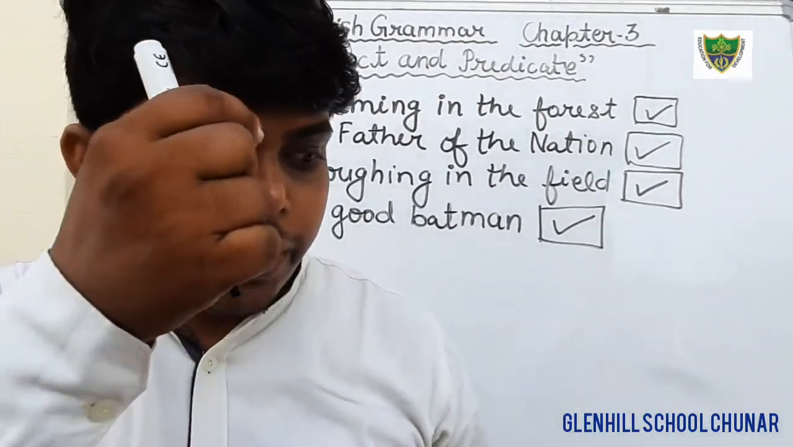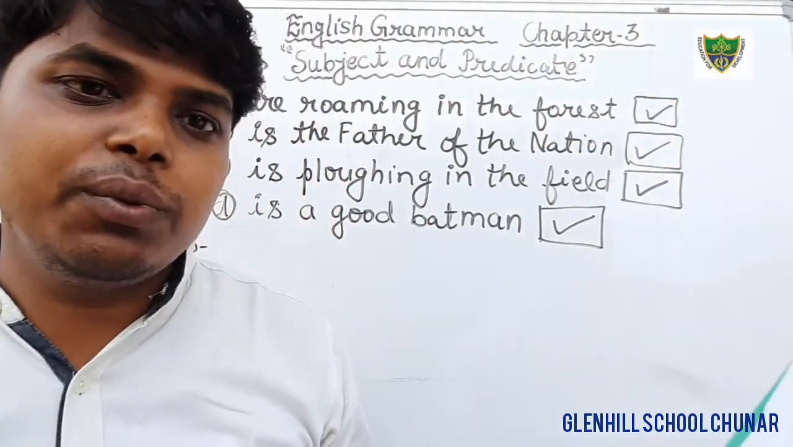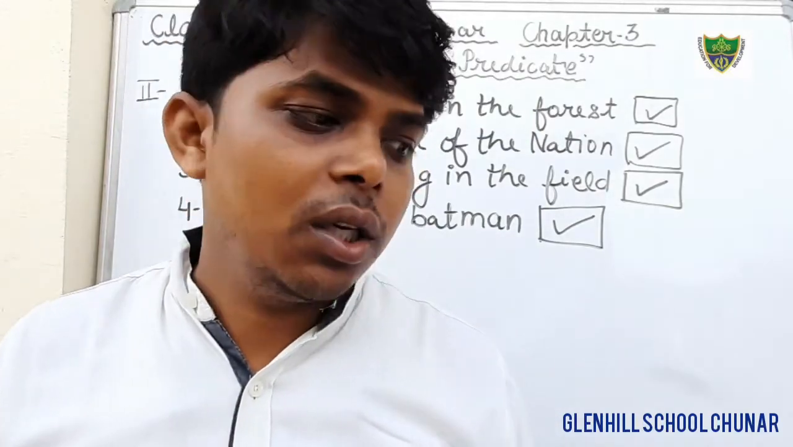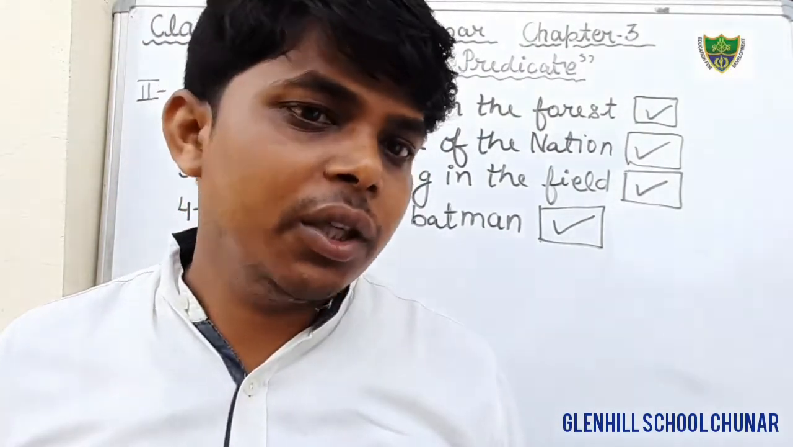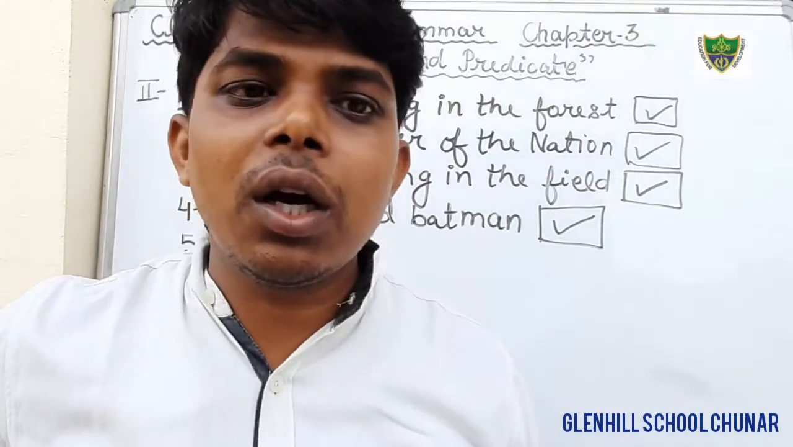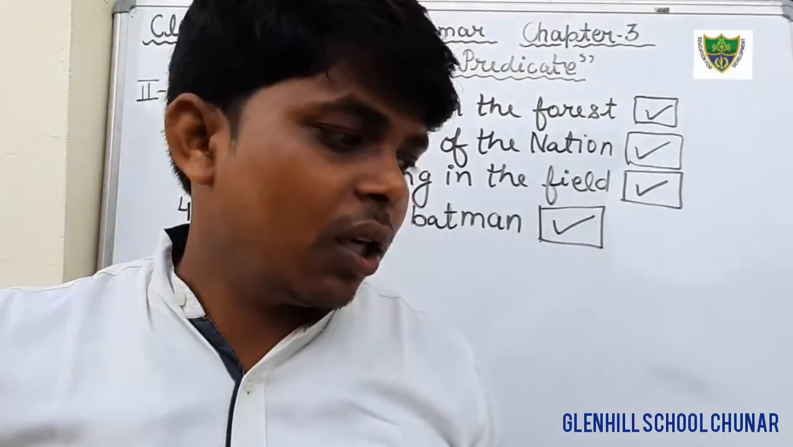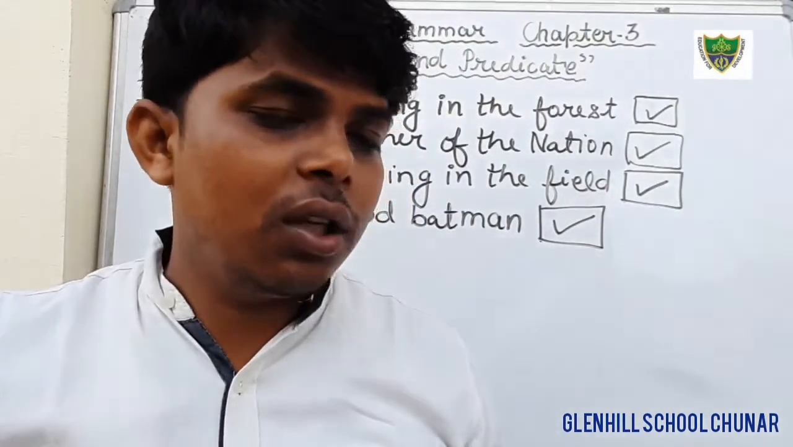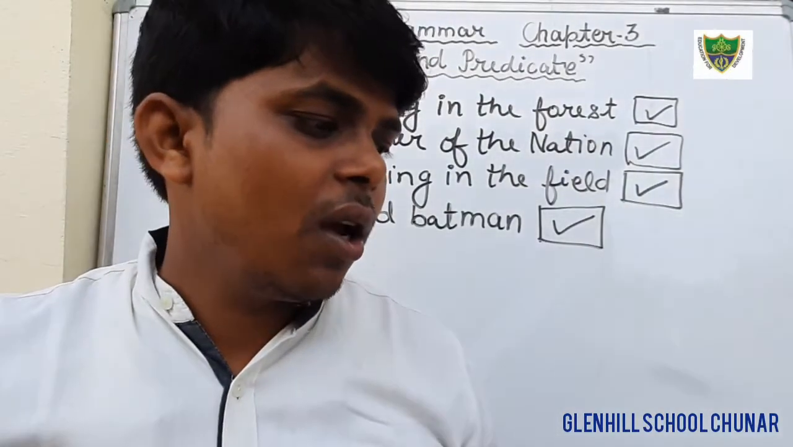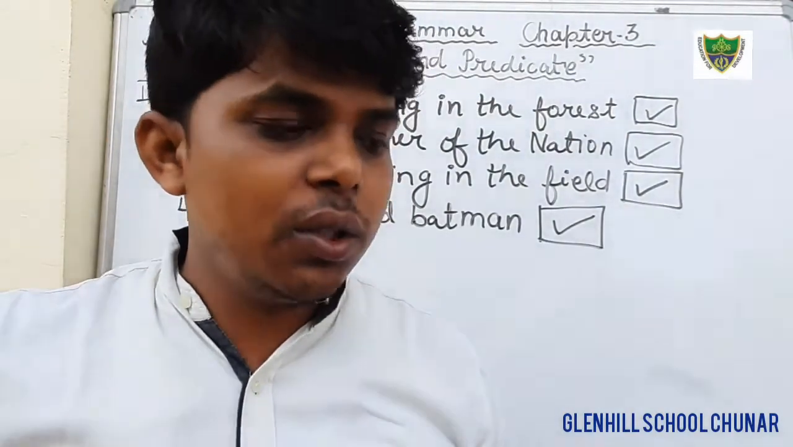Question number 5. The girl is wearing the red frock. What is the girl here? A noun denotes a person. Therefore, the girl is the subject. The word the girl is the subject, and is wearing a red frock is the predicate.